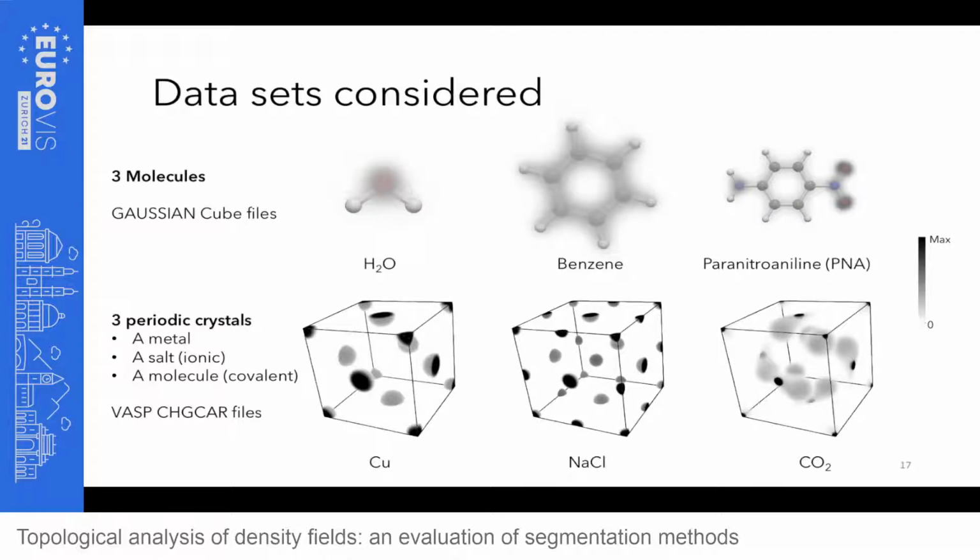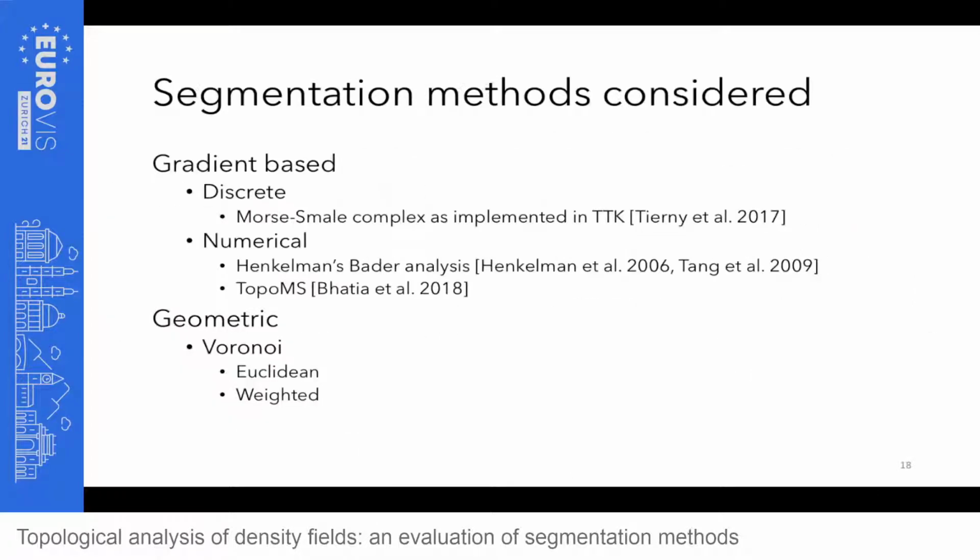We choose 3 different types of crystals. One of them is a metal crystal, which is copper crystal here. The second one is a crystal for monovalent salt. It has ionic bonds. While the third one is a crystal of molecules, which is represented by CO2 crystal here. This allows us to evaluate the segmentation methods on a variety of charge density fields.